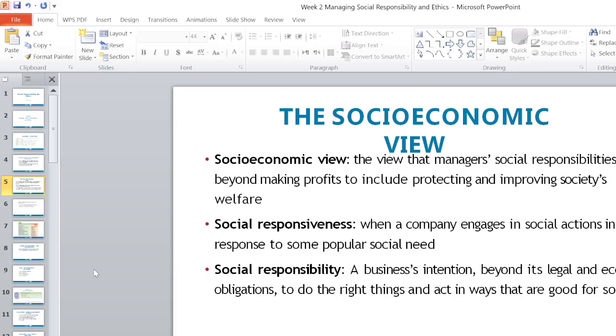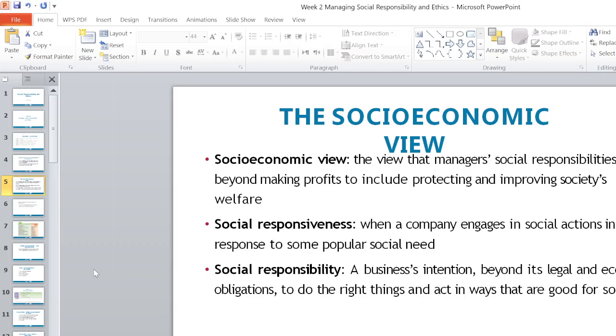We have the socio-economic view, which says that managers' social responsibilities go beyond making profits to include protecting and improving the society's welfare. So this is a step better, an improved view compared to the classical point of view, which says that besides making profit, managers should be responsible for protecting the society's well-being, the environment, etc.